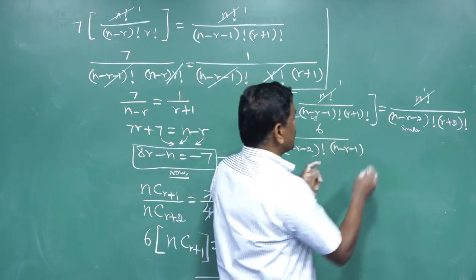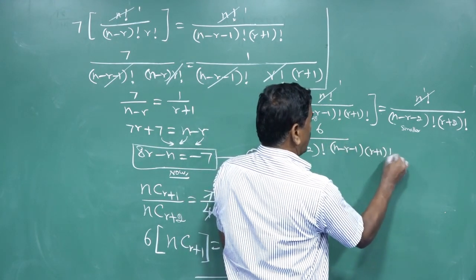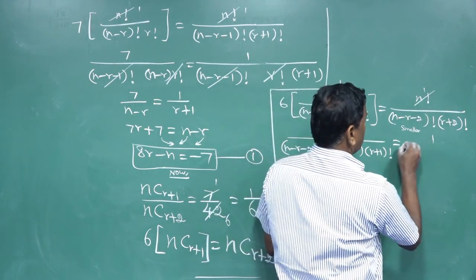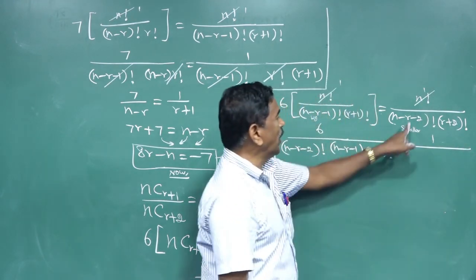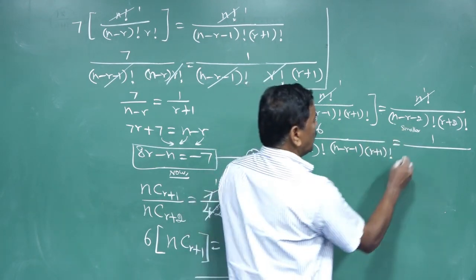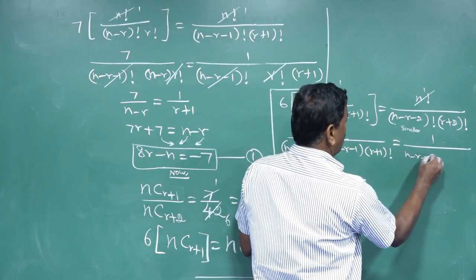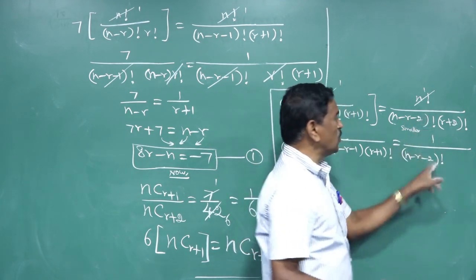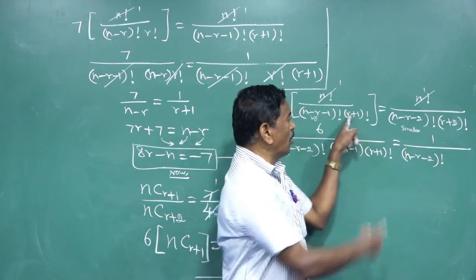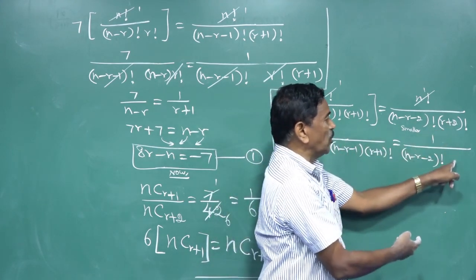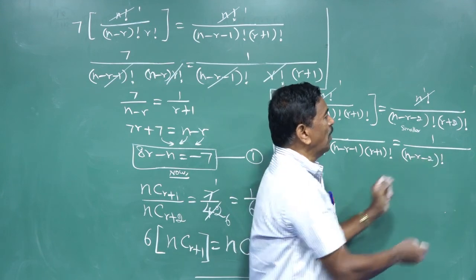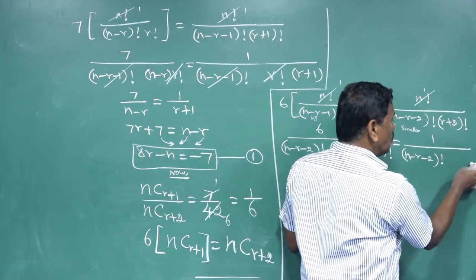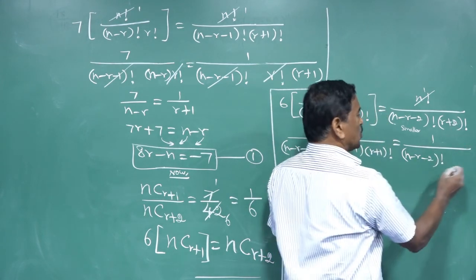Okay, smaller fixed means (r+1) factorial extent, which is equal to 1 divided by (n minus r minus 2) factorial fixed. Now r plus 1 is the smaller fixed; r plus 2 is the bigger one, so I want to split it. How to split (r+2) factorial? Yes, that is (r+2) into (r+1) factorial.